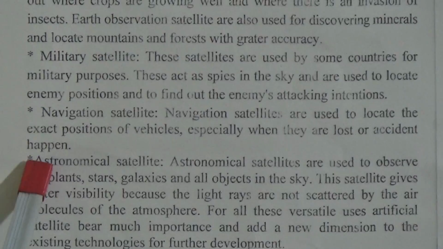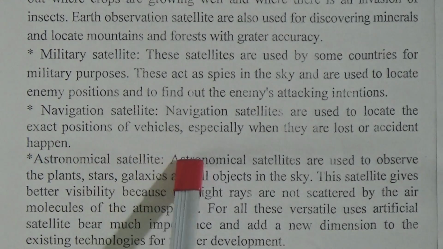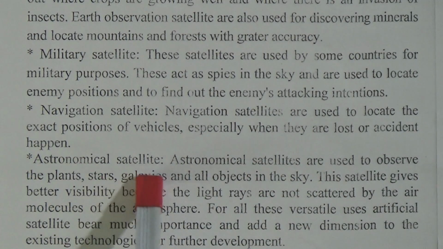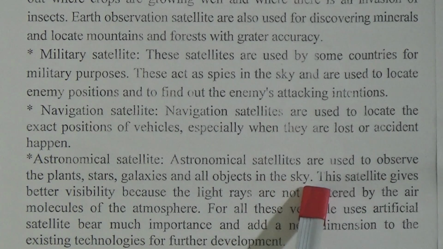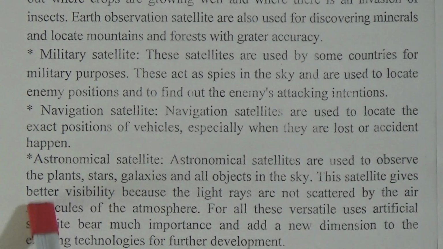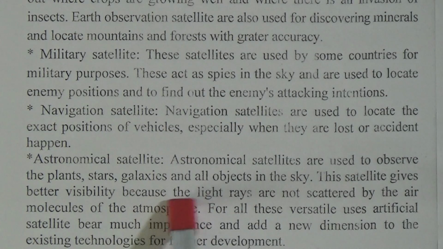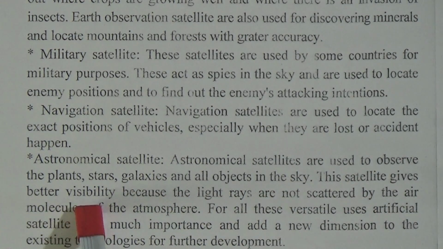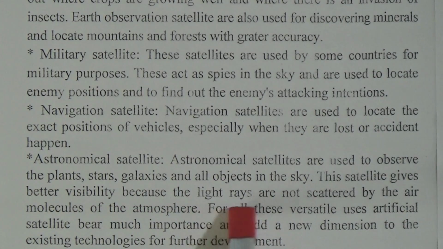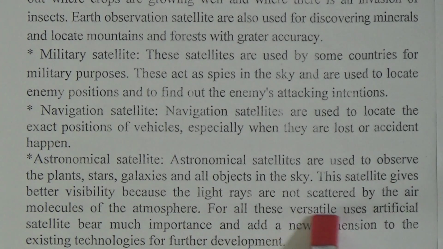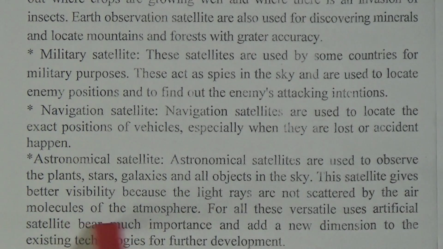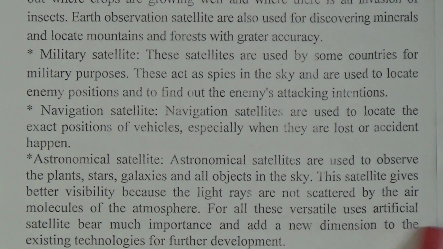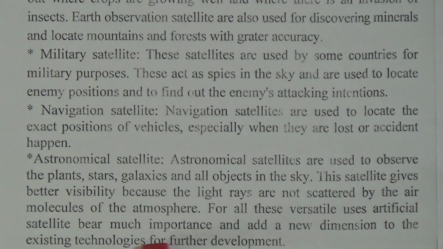The last one we will discuss is the astronomical satellite. Astronomical satellites are used to observe the planets, stars, galaxies and all objects in the sky. These satellites give better visibility because the light rays are not scattered by the air molecules of the atmosphere. For all these versatile uses, artificial satellites bear much importance and add a new dimension to the existing technologies for further development.